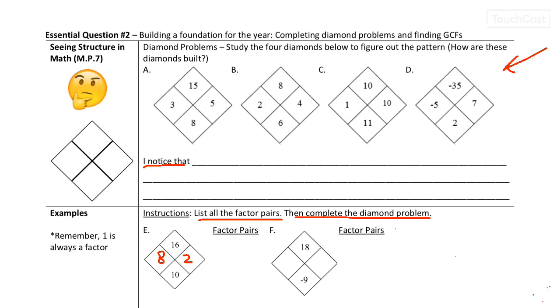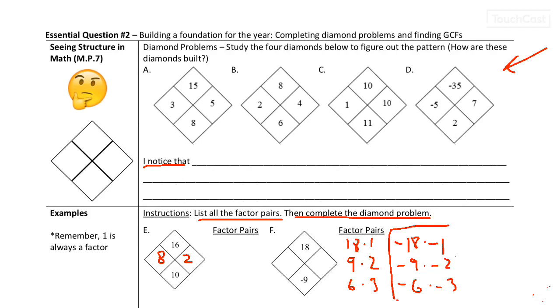Okay, so for example F, our factor pairs are as follows. So we have 6 factor pairs here. As you can see, a lot of students' common mistake is they forget that you can have 2 negatives multiply into a positive. So don't forget that second list when you're doing this.